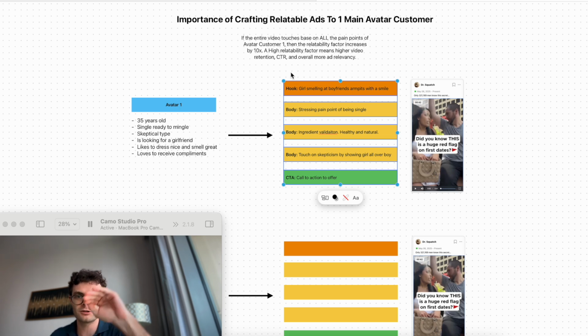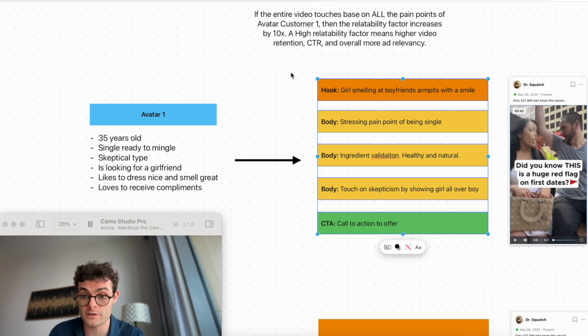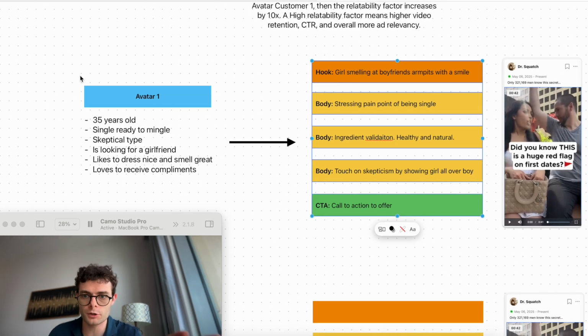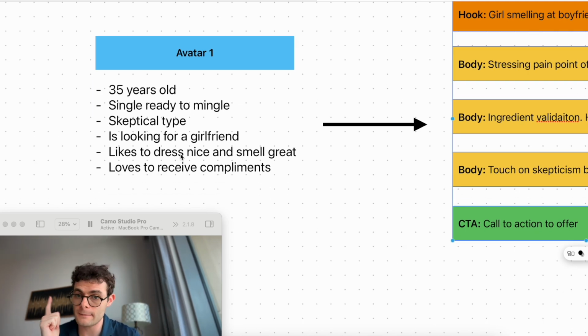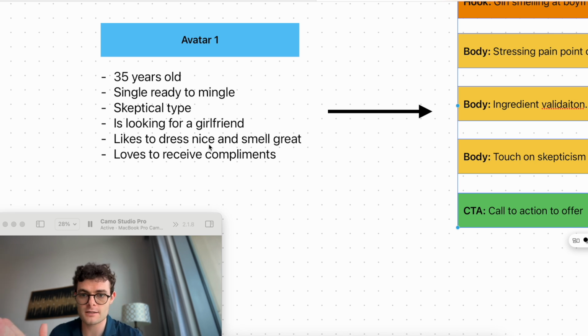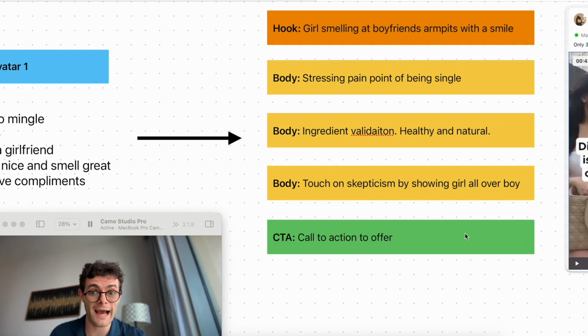So it doesn't make sense to touch base on all of them in one video, because all of those people are different avatar customers. Somebody who is just looking for hydration is not necessarily looking to reduce their belly fat or chin fat. Completely different personas, right? So we have to make sure that it's super congruent. If the avatar customer is a 35-year-old male, single, ready to mingle, skeptical type, looking for a girlfriend, likes to dress nice and smell great, loves to receive compliments, then we understand all of these traits of this person and we put them all over the ad, and it's a congruent ad about that specific persona.